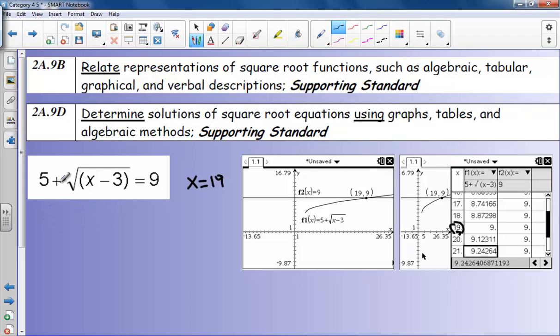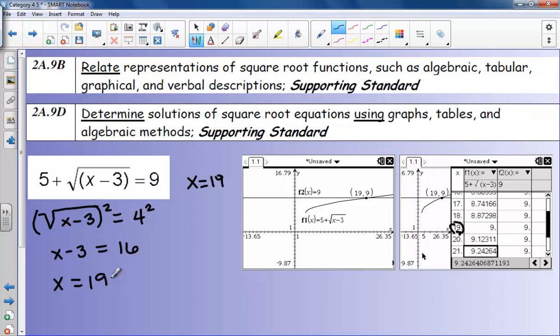So if I want to solve this algebraically, I'm going to isolate my radicals. That means that this 5 is moving to the other side. So that's going to leave me with square root of x minus 3 is equal to 9 minus 5, which is going to be 4. And then I need to undo my square root, so I am going to square both sides. And so that's going to give me x minus 3 is equal to 16. And then I'm going to add 3 to both sides, and x is equal to 19.